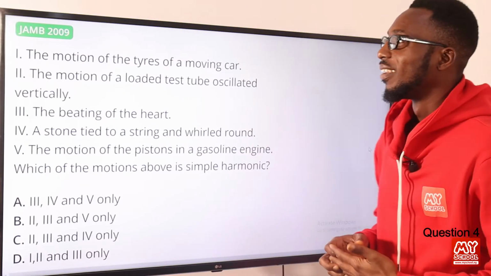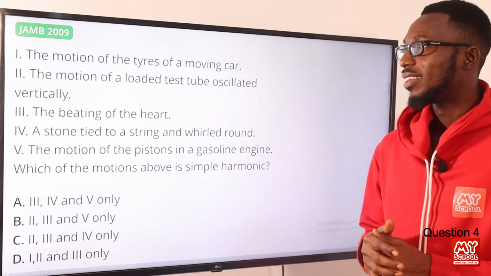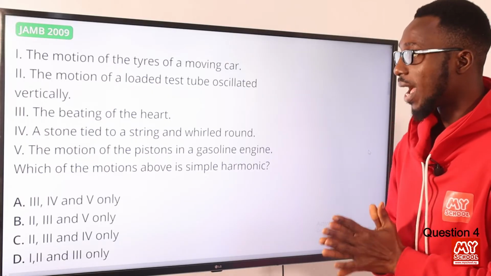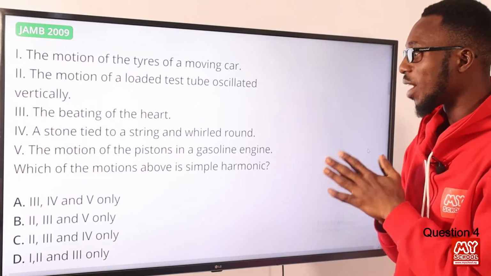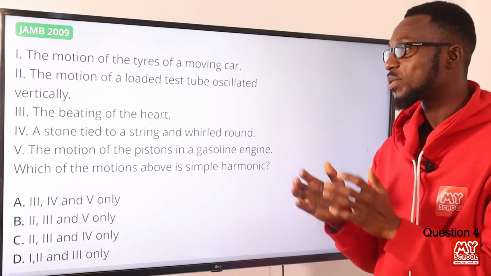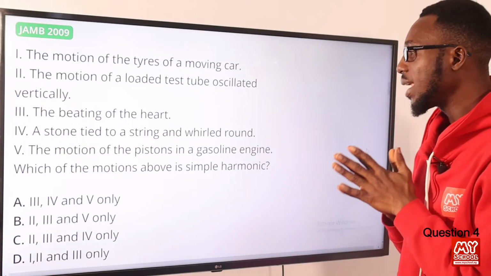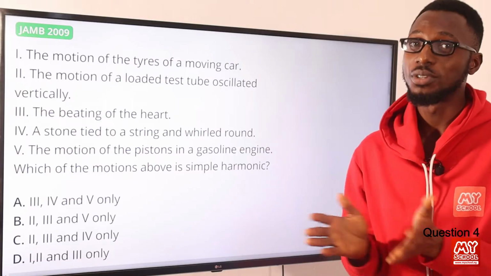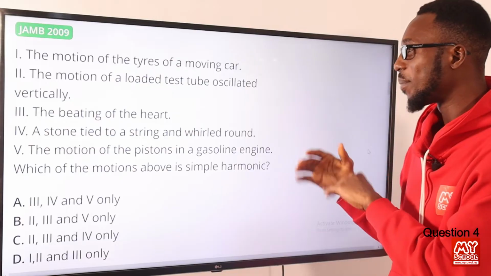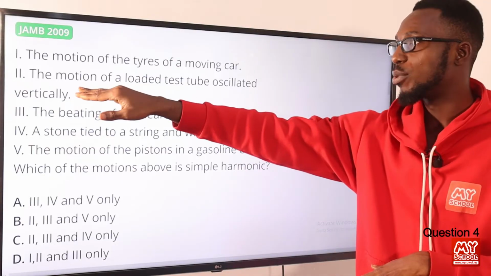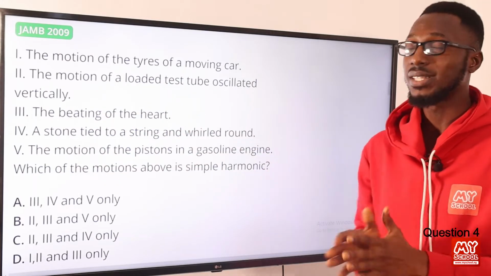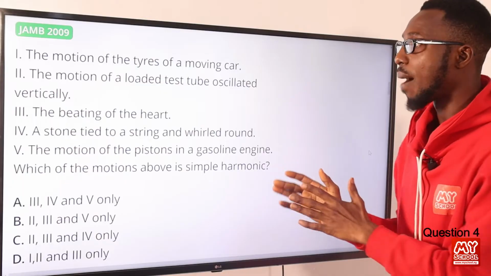Question 4. The motion of the tires of a moving car, the motion of a loaded test tube oscillated vertically, the beating of the heart, the stone tied to a string and wheeled around, then the motion of the pistons in a gasoline engine. All right, so which of the motions above is simple harmonic motion? Okay, simple harmonic because of the motions earlier mentioned. So if I'm going to select the simple harmonic motions here, I'm going to pick the motion of a loaded test tube, I'm going to pick 2, 3, and 5. Those are the correct examples for simple harmonic motion.